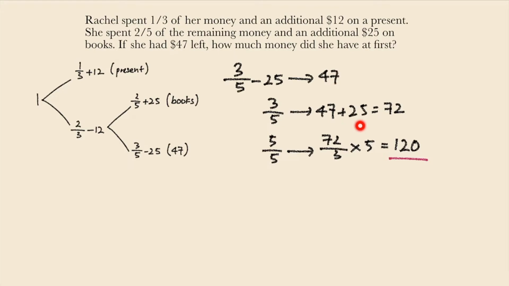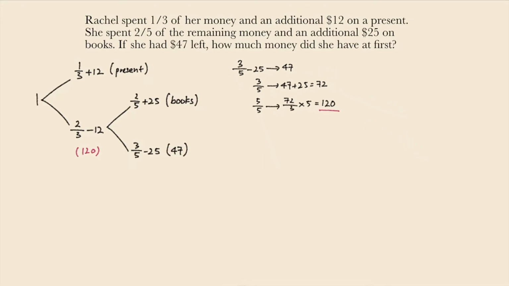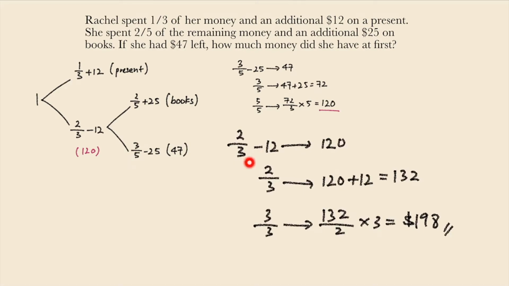Bring that 25 over. Next, find 5 units. With this, write 120 here and form a new equation with that information. So 2/3 minus 12 is 120. Bring that minus 12 over. And we are asked how much money did she have at first, which means we want 3/3, the combination of these two branches. So find 3 units and you should obtain 198.